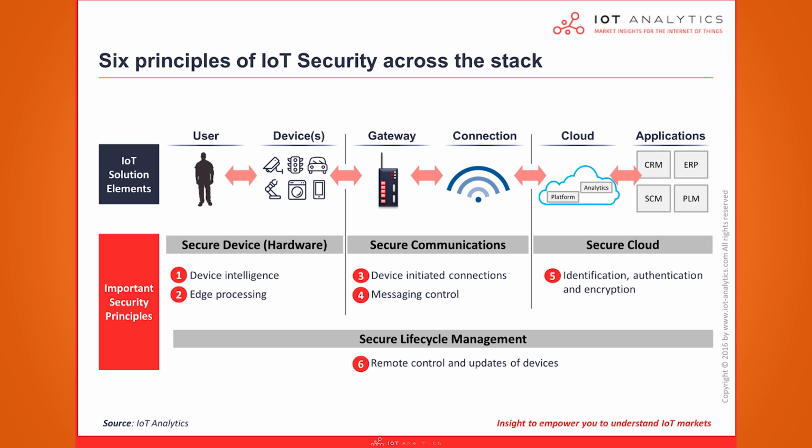IoT security architecture principles at the communication layers include: initiate a connection to the cloud and not in the reverse; the inherent security of a message, so each message can be handled according to the appropriate security policy.